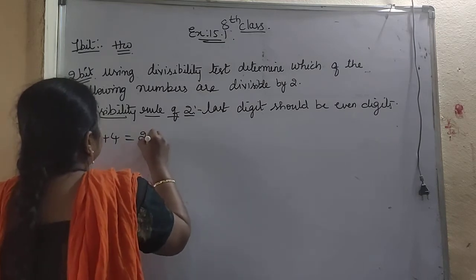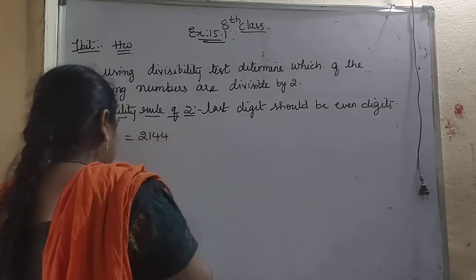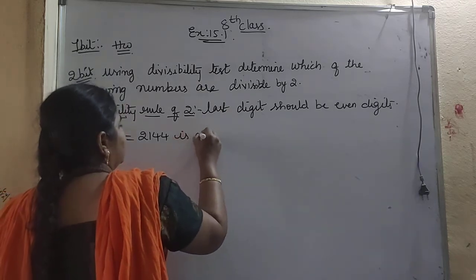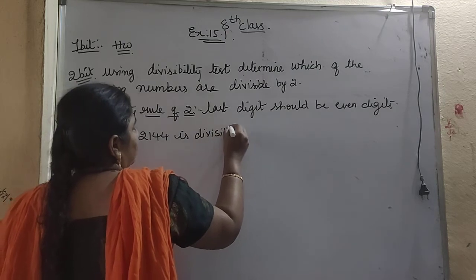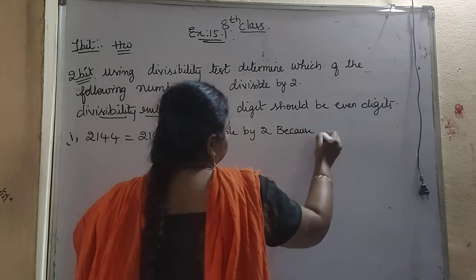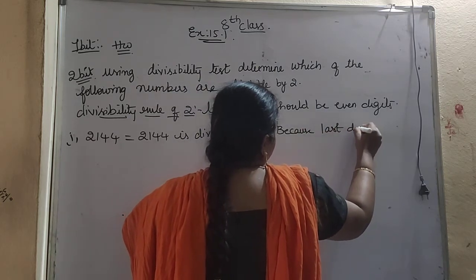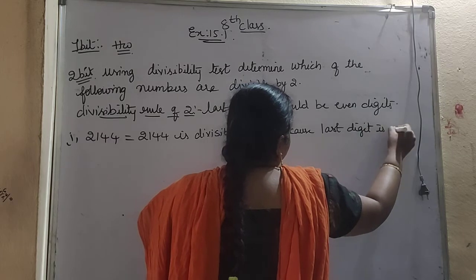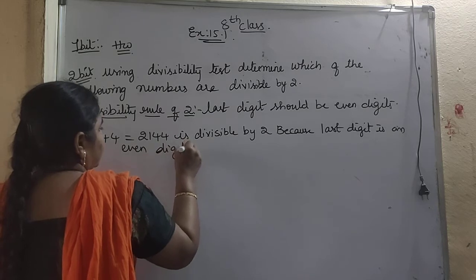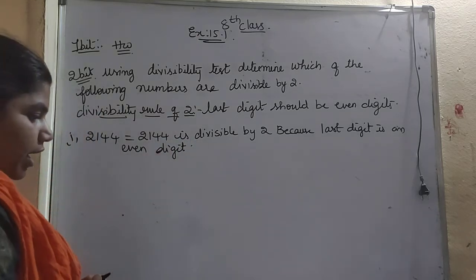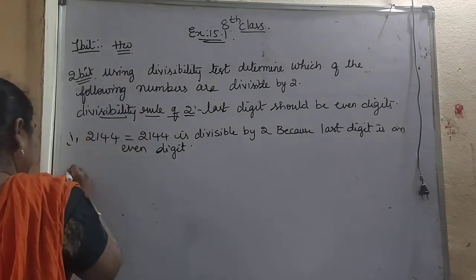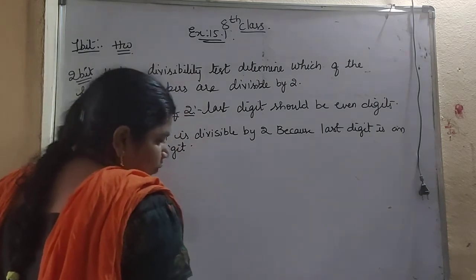So here 2144 is divisible by 2 because the last digit is an even digit. So this is our first one. And the second one, what is the second one?